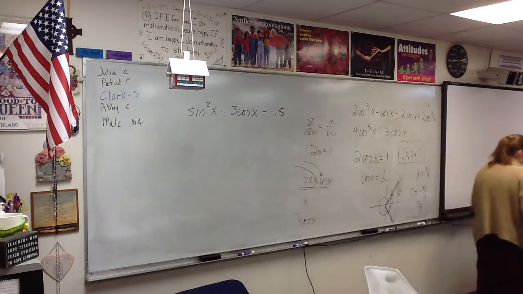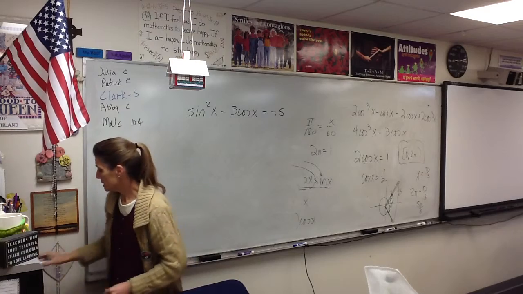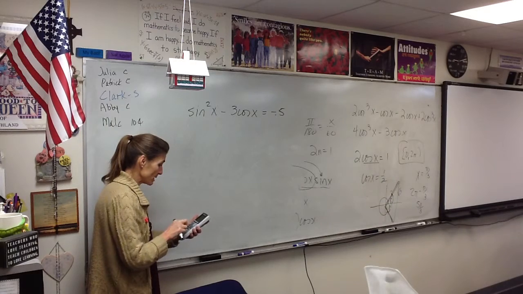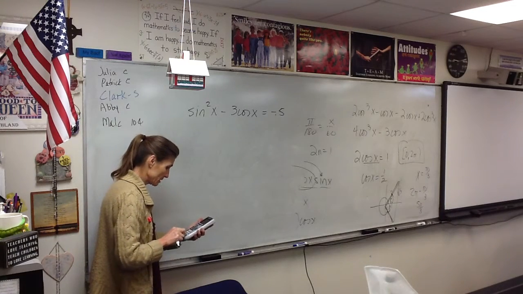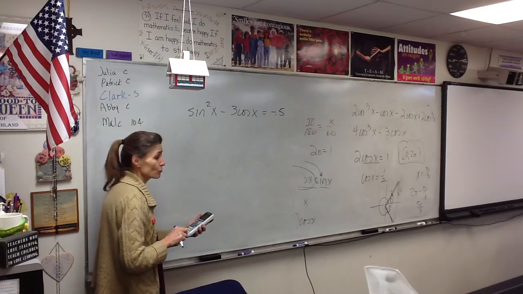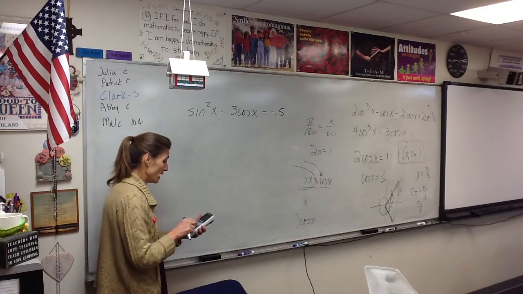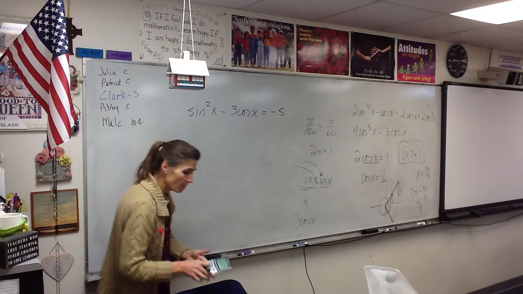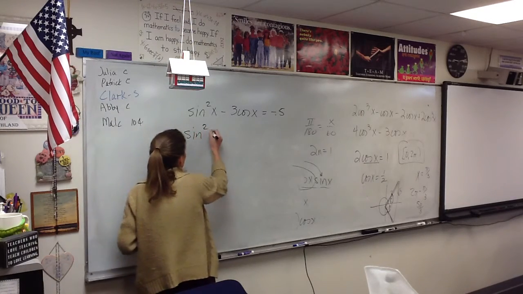And our window on X will be 0 to 2 pi. So make sure I'm in radians. And then my window, I'll go 0 to 2 pi on X, because that's what the directions say. And then my Y's, I don't know. I'm just going to set my Y's from negative 2 to 2. Because, John, when I do these problems, you can do them lots of different ways. But when I do it, I'm going to set it equal to 0.